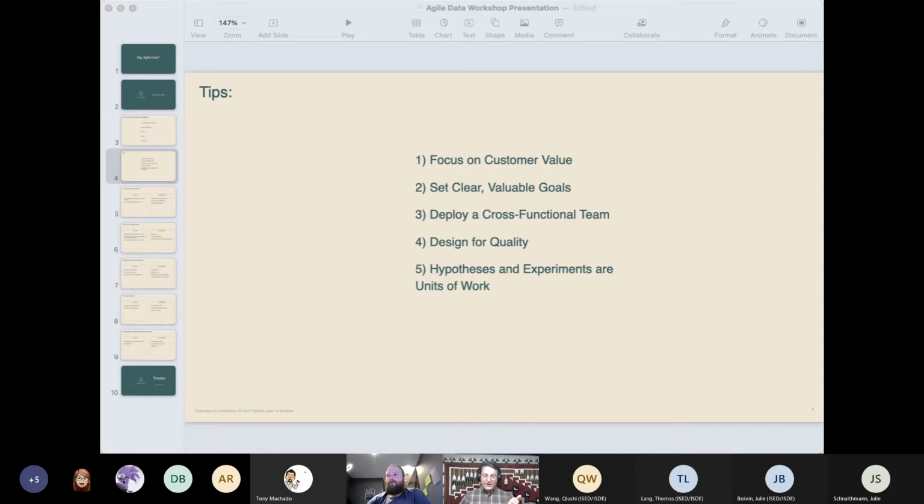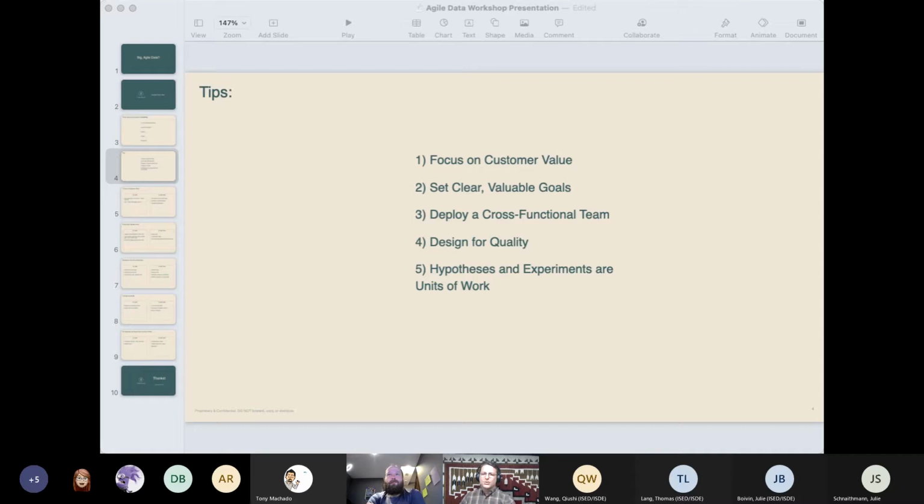So tip number, and by the way, these are going to look awfully close to a lot of what you'll read about in the Agile Manifesto or the Scrum Guide. And that's not an accident. Those are 2 of my guiding documents. So you're going to see that influence here a lot. First is focus on customer value.